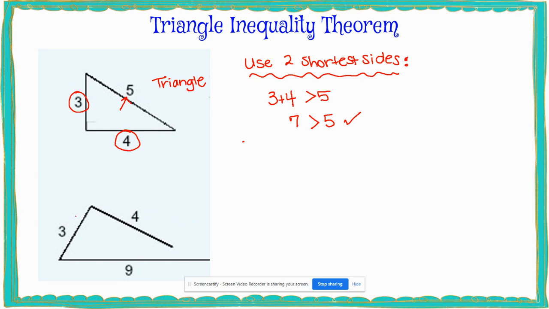Now with this triangle, again, your two shortest sides are 3 and 4. Well, if I do 3 plus 4, it should be greater than the third side, which is 9. Well, if I do 3 plus 4, I get 7 again. And is 7 greater than 9? No, it's not. So that's not true. So because of that, I know that these three side lengths cannot make a triangle. And you'll notice here that when you have a side length of 3 and a side length of 4, they can't fit together in a way that they'll stretch out to meet this side length of 9. So that is why the triangle inequality theorem works.